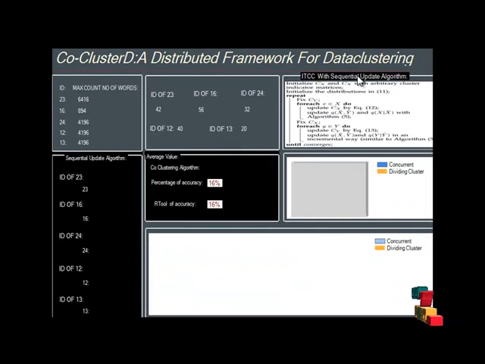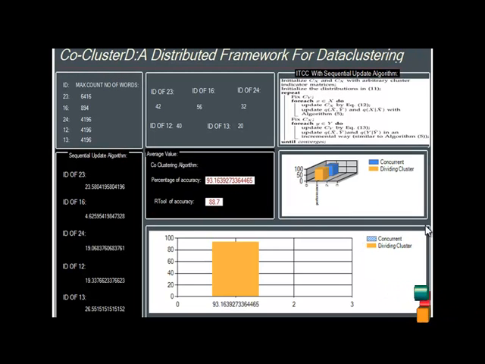Here we are defining some algorithms, that is ITCC with the sequential update algorithm. Using this algorithm we find the percentage of accuracy and the R2 accuracy. This is the accuracy we have found using R2 and the percentage. Now you can see here the results of the performance graph. The performance accuracy is this number, and the R2 accuracy is this decimal value. Here we are describing the R2 accuracy and the performance accuracy.